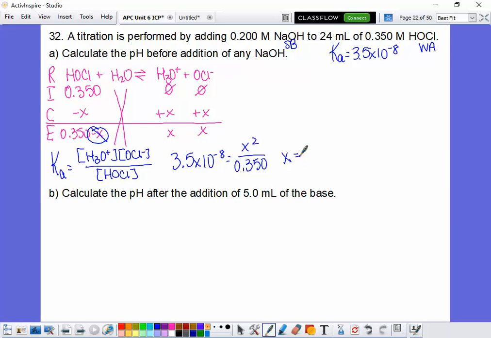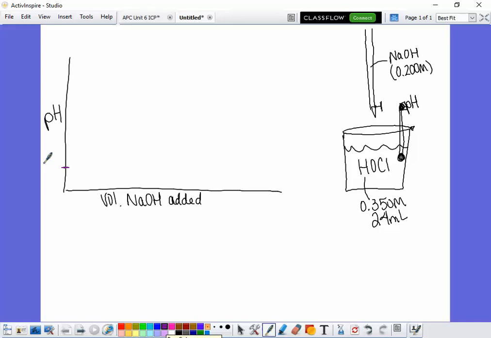What do you get? 1.11 times 10 to the negative 4, right? And that equals what? That's our H3O plus concentration. And then to find pH, we do negative log of that. And you should get what? 3.956. So fairly low pH to start. So on our graph here, this initial pH is 3.956, right? Okay.